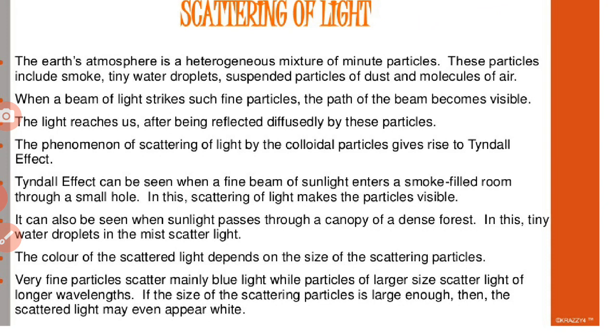The Tyndall effect can be seen when a fine beam of sunlight enters a smoke-filled room through a small hole. In this, scattering of light makes the particles visible. It can also be seen when sunlight passes through a canopy of dense forest. In this, tiny water droplets in the mist scatter light. The color of scattered light depends on the size of the scattering particles.